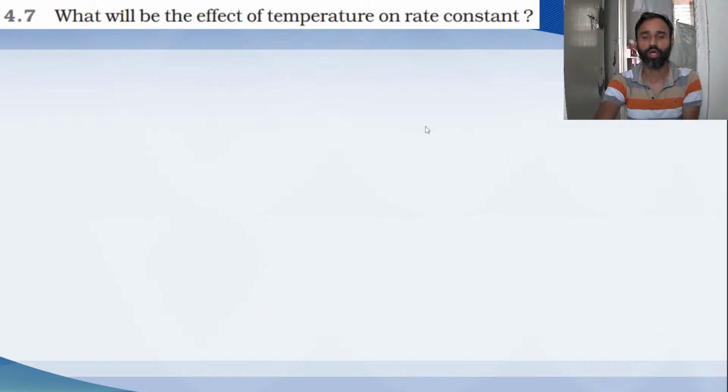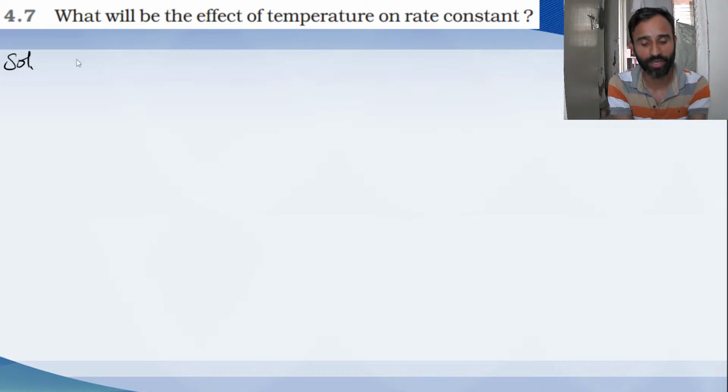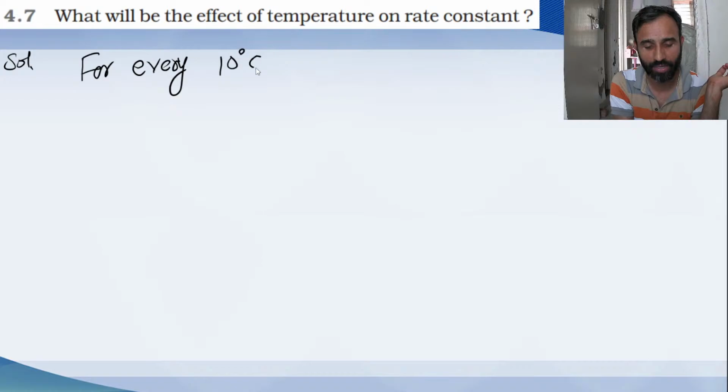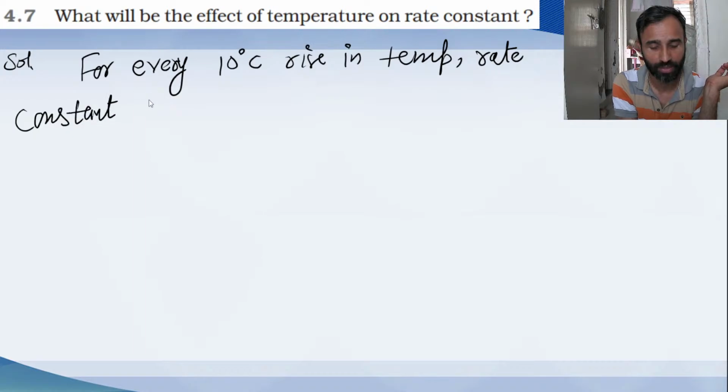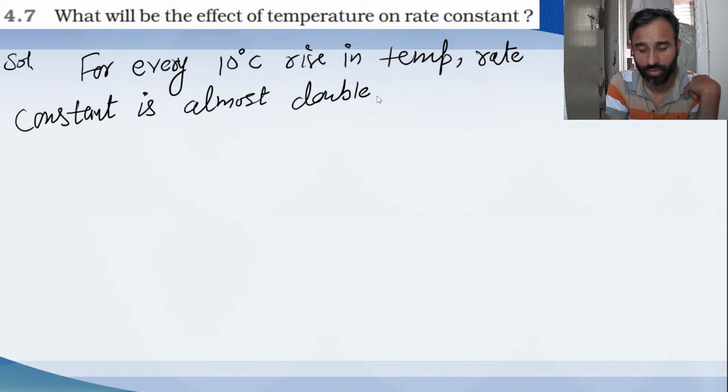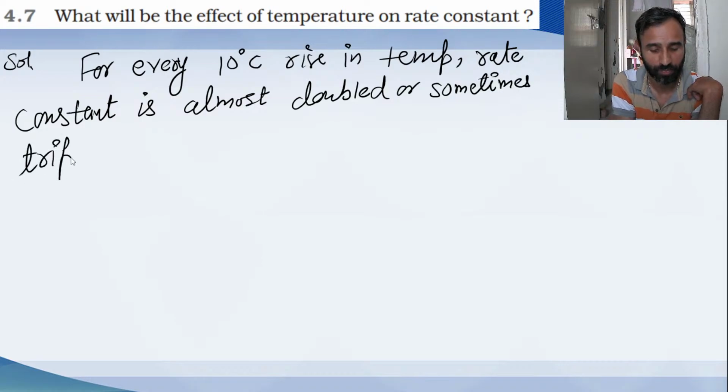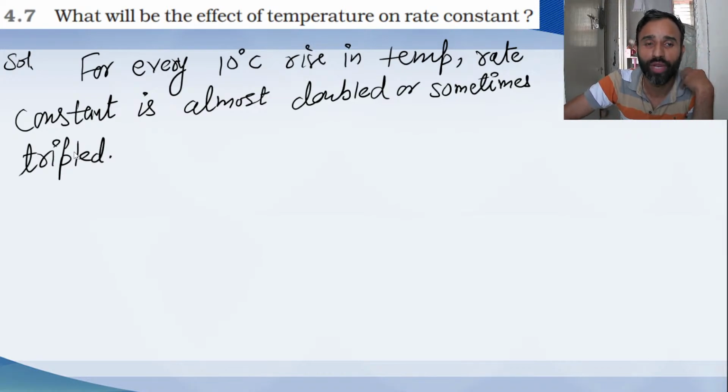Next question. What will be the effect of temperature on the rate constant? Keep in mind, there is a rough estimate as an approximation: for every 10 degrees Celsius rise in temperature, rate constant is almost doubled or sometimes tripled.